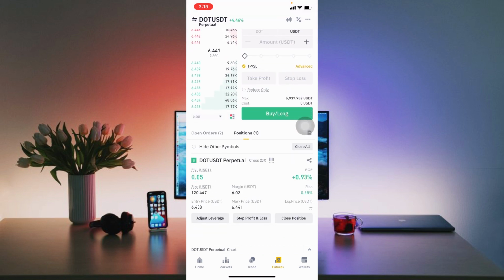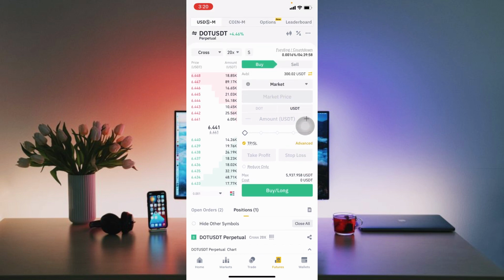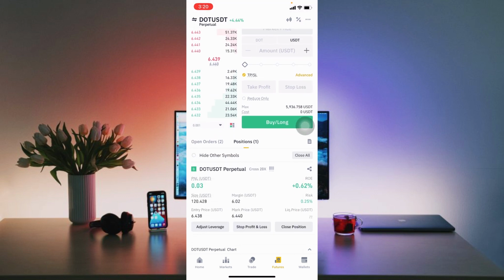So that's why I'm saying do not over leverage. If you have $10 in your Binance Futures wallet, your cost should not be more than $2. It should be $1 or $2. If you have less than $50, your cost should not be more than $15. You can see my risk is 0.25%. The ROE stands for return on investment, like how much you are earning for every percentage increase.